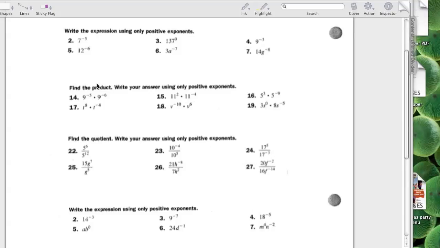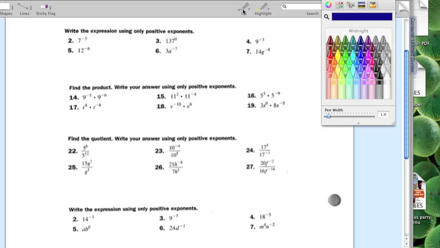Alright, this is the second side of the exponent review sheet. Again, like the other one, it's kind of small, but just pay close attention to your paper as you follow along, and that should help. On this page we have negative exponents, and we want to write them with only positives.